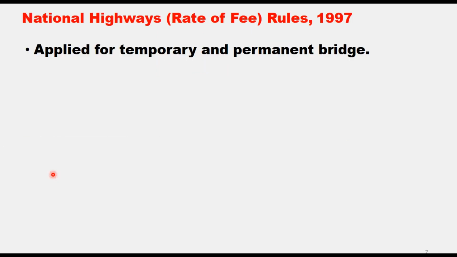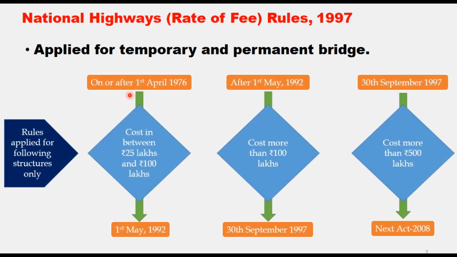These rules were then revised in 1997. These rules were applied to temporary or permanent bridges having cost between 25 lakh, that is 2.5 million, and 100 lakh, completed and open to traffic on or before 1st April 1976, but before 1st May 1992. Also, bridges constructed after May 1992 but before 30th September 1997 with cost more than 100 lakhs, that is 10 million, or bridges which were constructed after 1997.